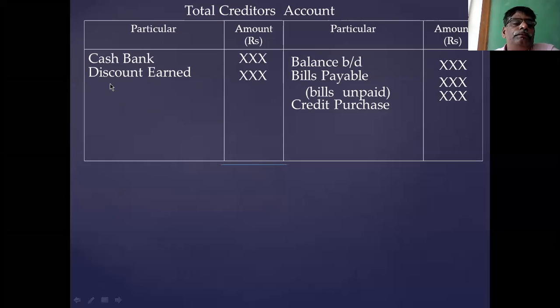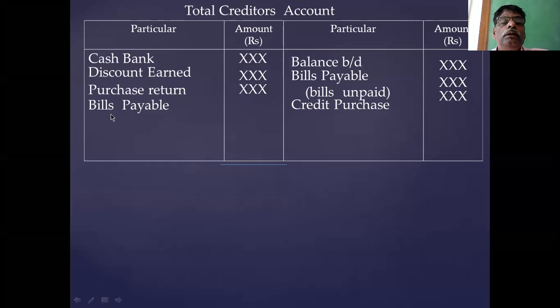Next, you write purchase return. If you return the goods purchased, purchase return decreases the amount of creditor. Purchase return comes on the debit side. Then bills payable issued to creditor. Remember this. Next, allowances given by creditor. Next is the balance. You write the balance. These are the items coming on the debit side.